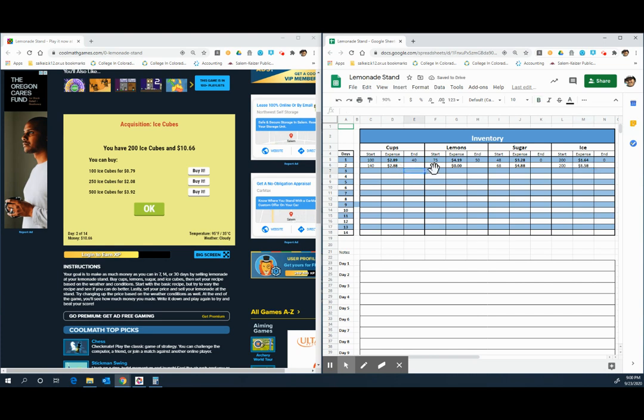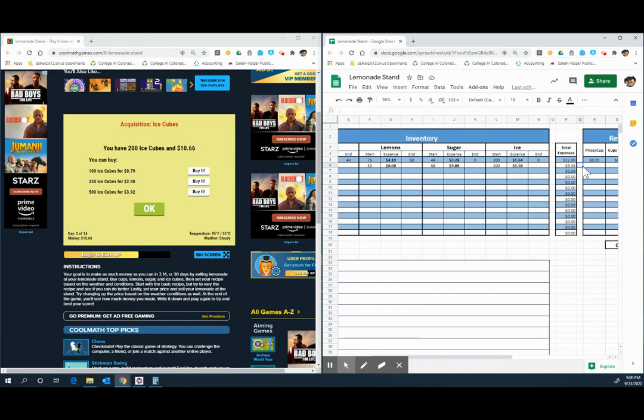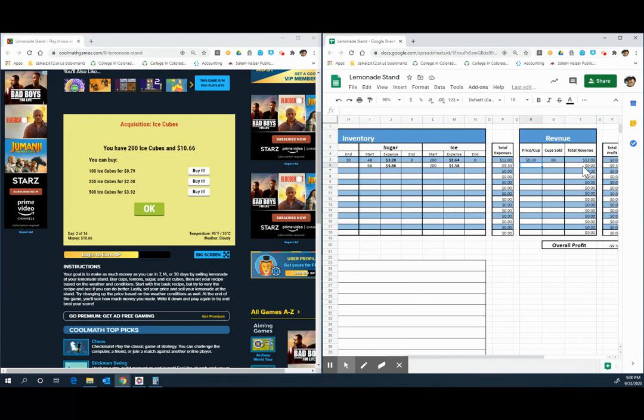As a manager, I'm going to start comparing prices. I spent less on cups. I didn't spend anything on lemons. I spent almost $1.50 more on sugar, and I spent less on ice. That's great. So my expenses have dropped after day two. We'd like to see costs low, or expenses low.